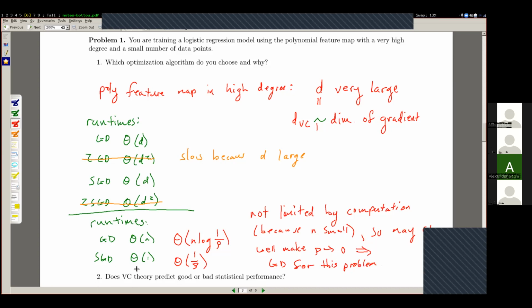But if you said that SGD was what you would pick because, just from the perspective of n, this is going to be better, then that would be an acceptable thing to say too.